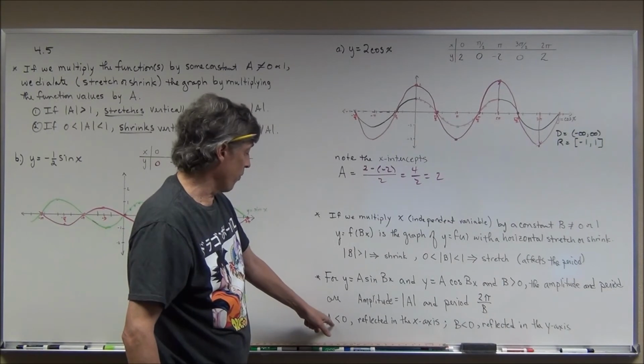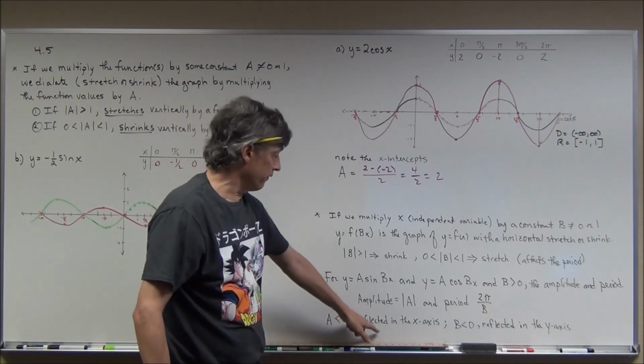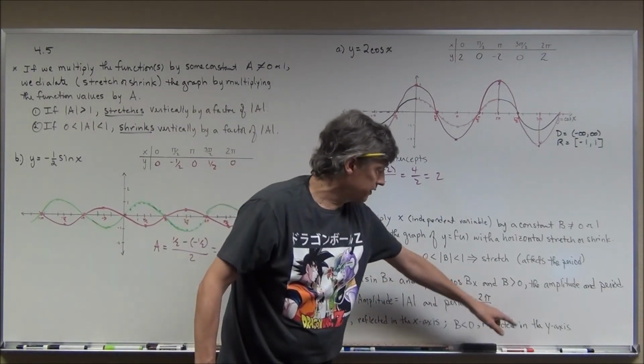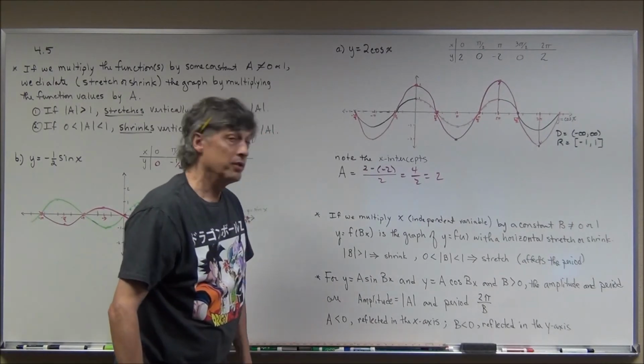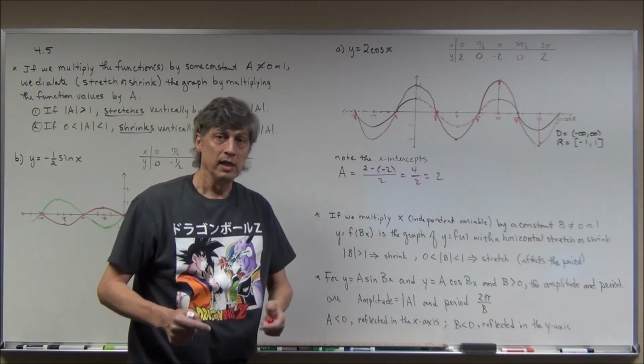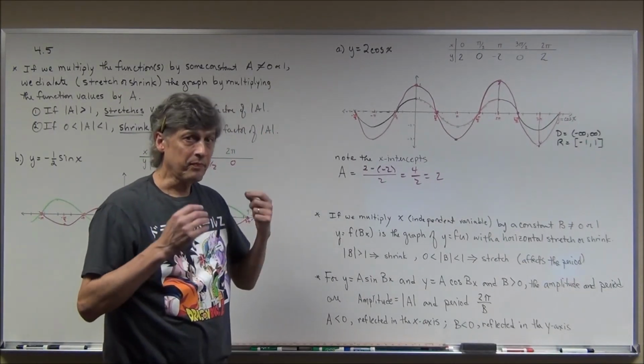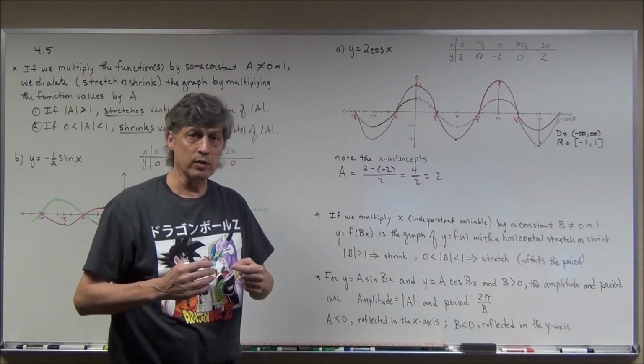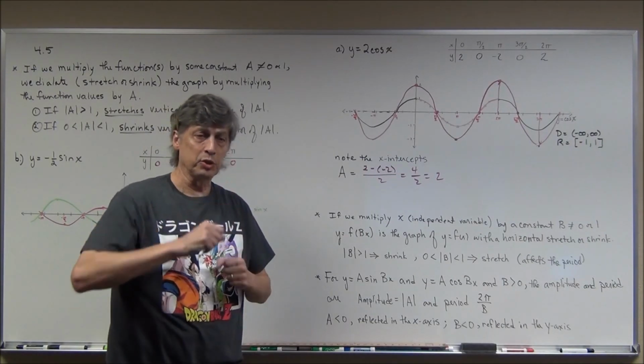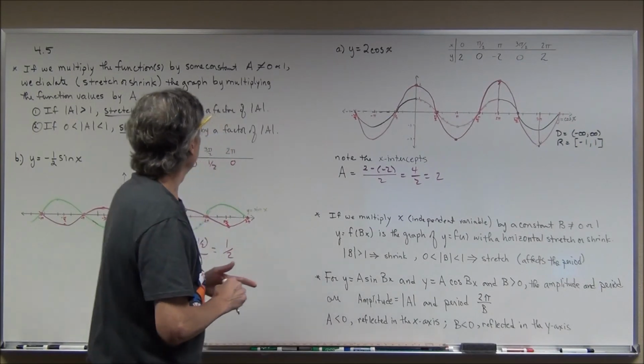And as I mentioned before, and I did one over here, when a is negative, it's reflected in the x. If b is negative, it's reflected in the y. What we need to do is we need to get after some examples here that have both a horizontal and vertical dilation, stretch or shrink. And we're going to do that here in the next video.